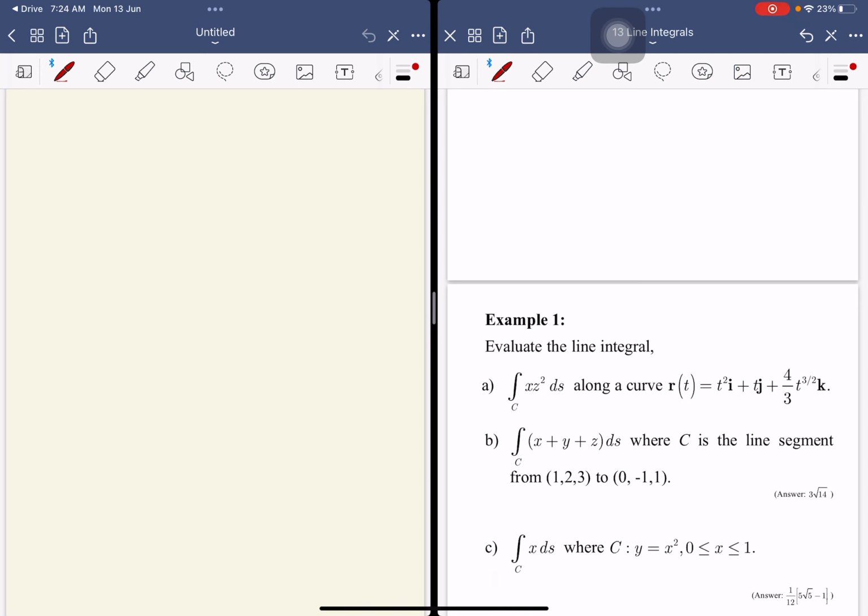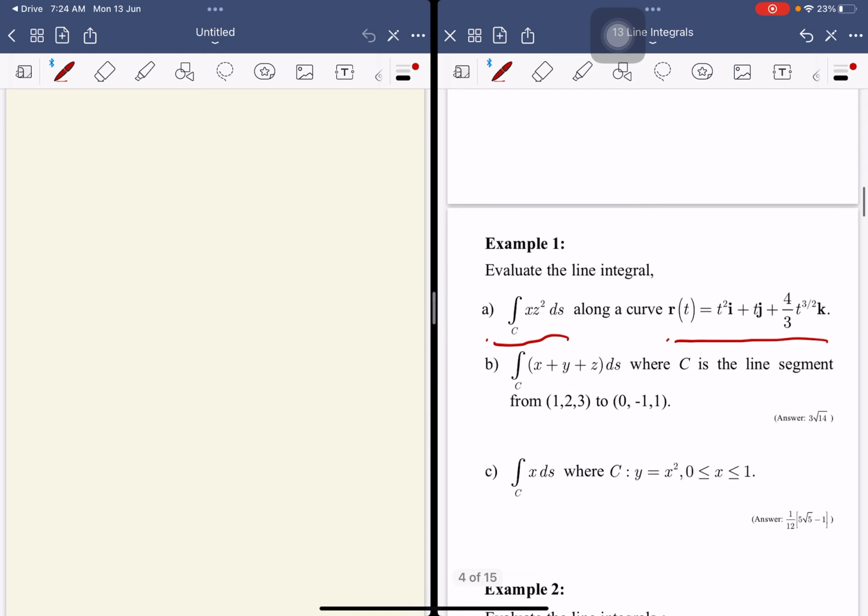Let's take a look if we have a question pattern like this. The question asks you to evaluate the line integral along a curve, which is the given question here. But this question forgot something: they are supposed to give the limit for t. So let's say we take this like this, because we would like to integrate.